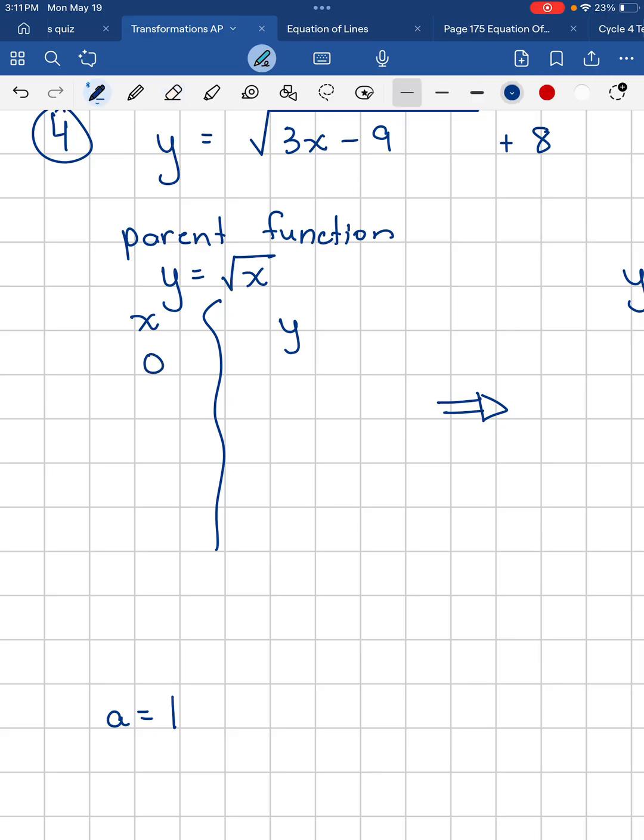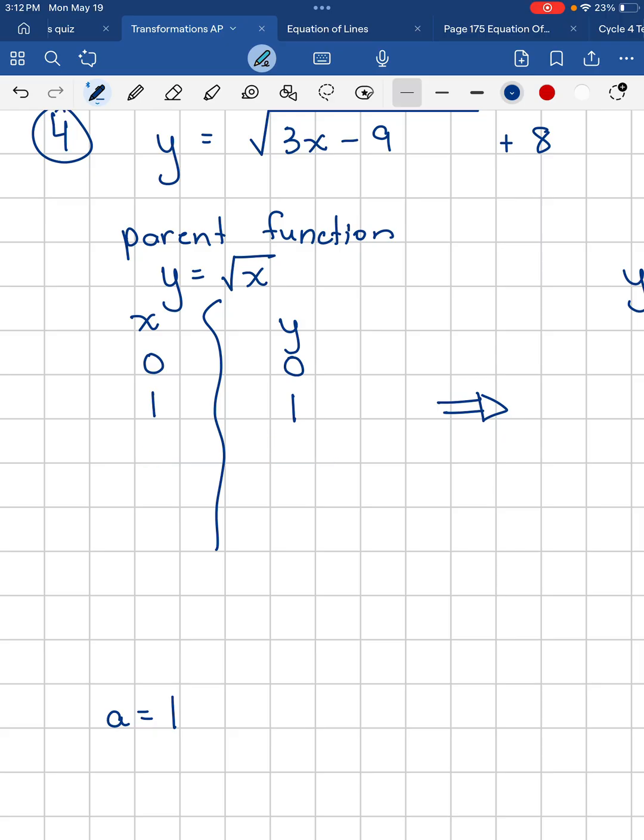So if we do the root of 0, it's equal to 0. We can keep going here with 1. The root of 1 is equal to 1. Now here's the thing. If you try to do the root of 2, it's not going to be wrong. The root of 2 is approximately 1.41. However, you want to use whole numbers so that you get a better picture of what's happening. So I'm just going to take this one away.